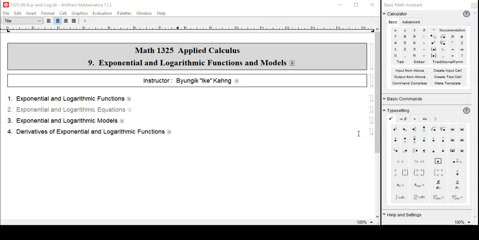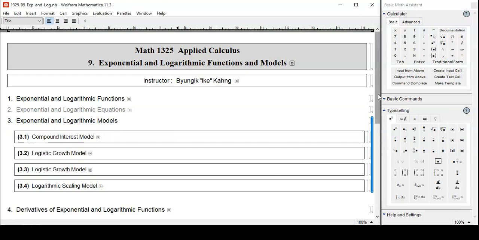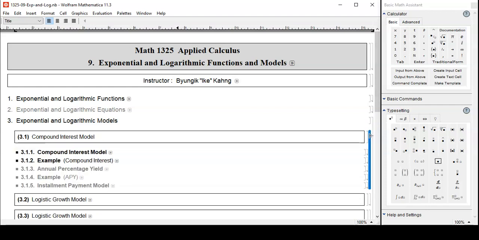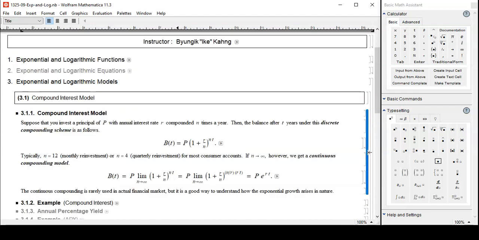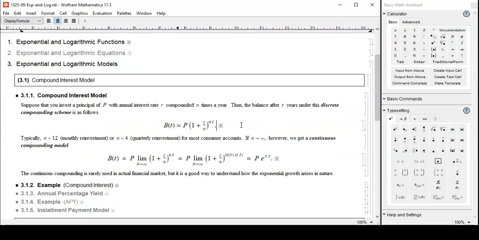Now, the main body is section 3, exponential and logarithmic models. This too is a review from algebra classes. Still, it's modeling, so let's do this again. Okay, let's consider several different types of models. First, the compound interest model. The compound interest model looks like this.